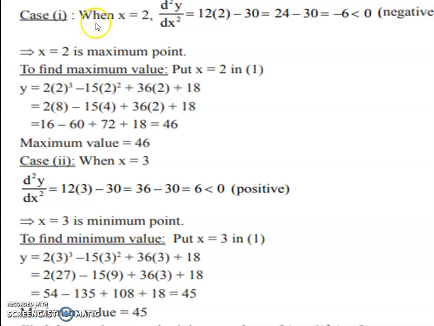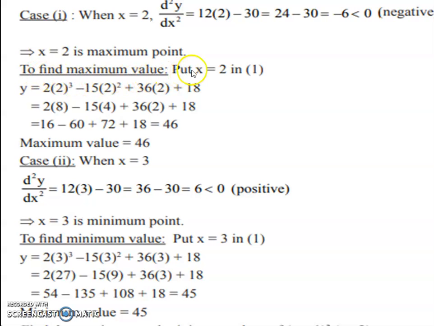Yes, let us start. When x equal to 2, d square y upon dx square is 12 into 2 minus 30, which is 24 minus 30, equal to minus 6, less than 0, that is negative. Hence x is equal to 2 is a maximum. When the second order derivative is less than 0, then x equal to 2 is a maximum.